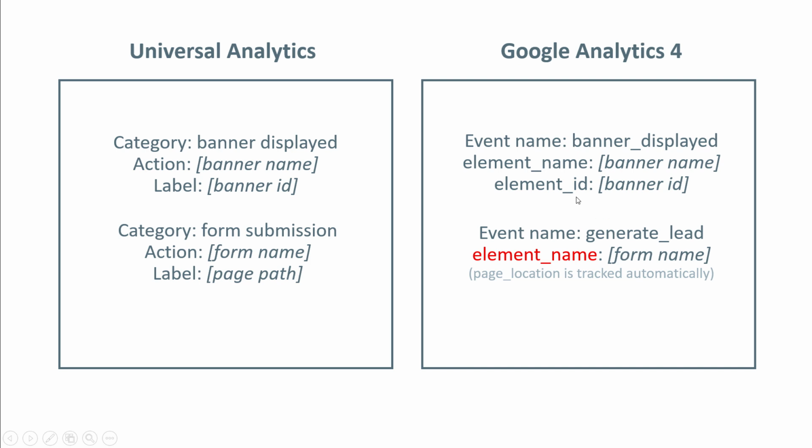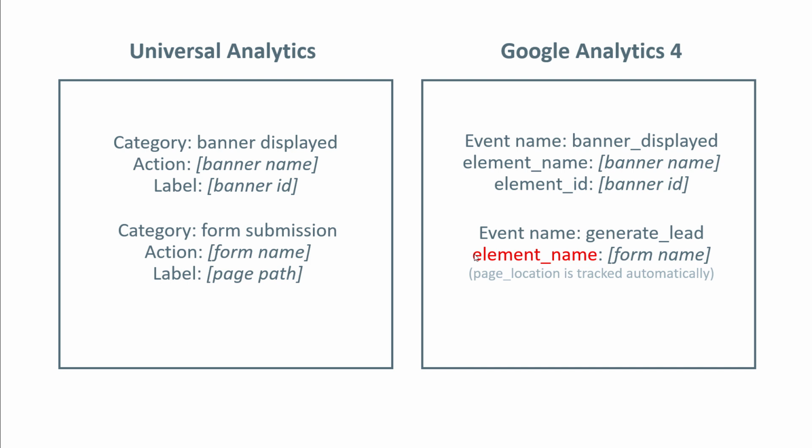So in this context, we would need to have 2 custom dimensions. One is element name, the other one is element ID. And element name is used by multiple events. Because if you decided to have banner name, banner ID, and then form name, you would use 3 dimensions if you want to register these parameters in GA4. So my tip here would be to try to reuse certain parameters and dimensions for multiple events.